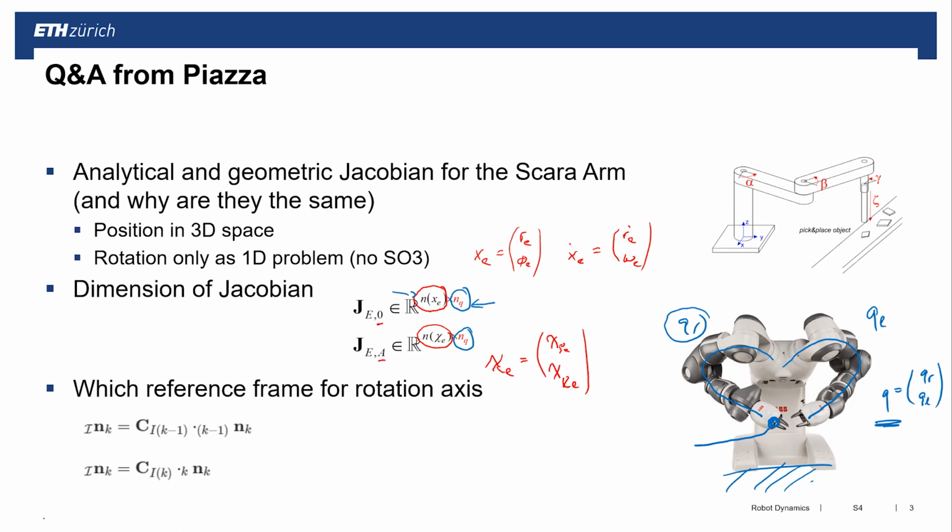And then the last element that I think requires a little discussion was a question: what is the basis that we have to express this n, whether it's k minus 1 or k, for defining this rotation axis? And there was a small discussion ongoing in Piazza. I think the most intuitive explanation is the following.